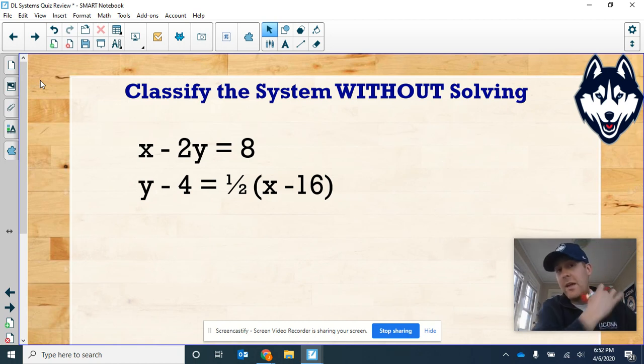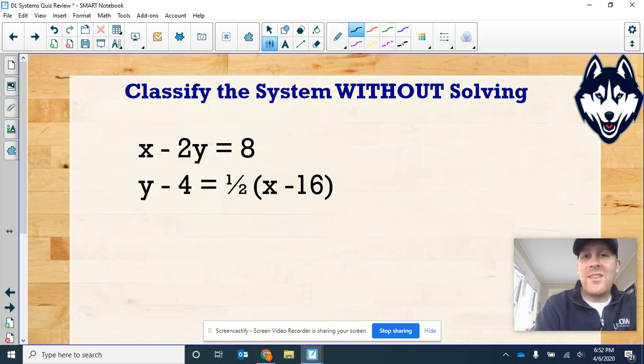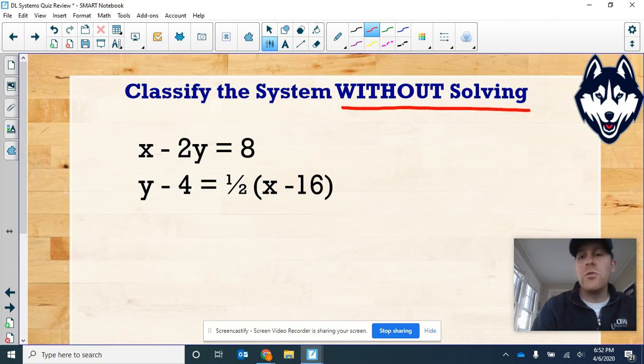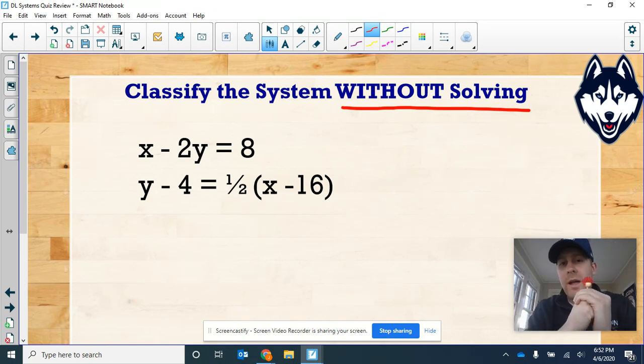The big thing here, guys, is I'm telling you to classify without solving. When I say without solving, that doesn't mean to just not do the question. It doesn't mean don't do anything. What it means is we're not trying to get the actual solution. We don't want the ordered pair where those two lines intersect. Instead, we want to compare both equations and determine what type of system it is.